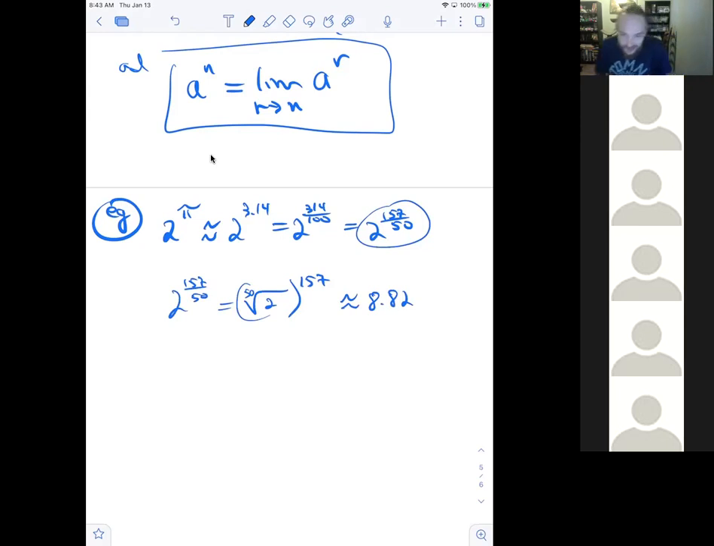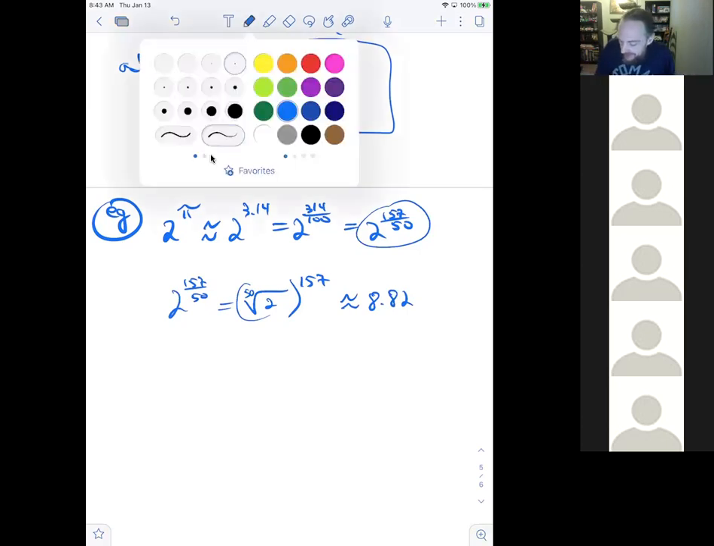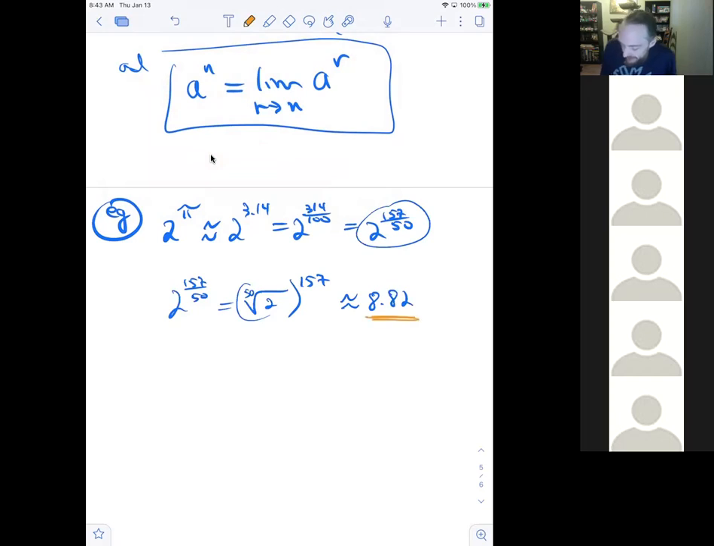So this is how we're computing irrational powers, like 2 to the pi. If you want a better and better approximation of its decimal expansion, 2 to the pi is going to be irrational as well, so it has an infinite non-repeating decimal expansion. But if you want to get some of its digits in decimal expansion, you have to use rational numbers which approximate it.